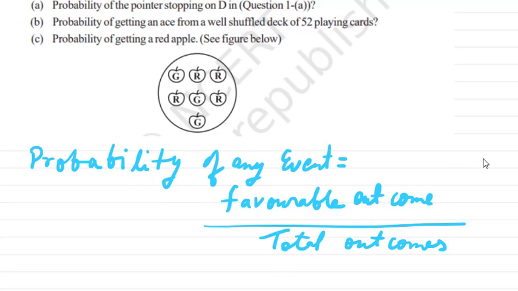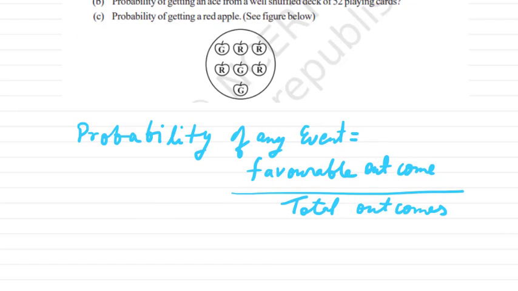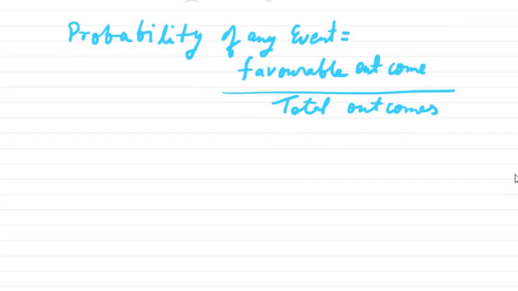Probability of any event, if I'm saying, like if I'm throwing a dice, so what will be the outcomes in throwing a dice? There will be 1 2 3 4 5 6. These will be the outcomes when I'm throwing a dice. Okay, so now what will happen if I want only 3, like what is the probability of getting 3?